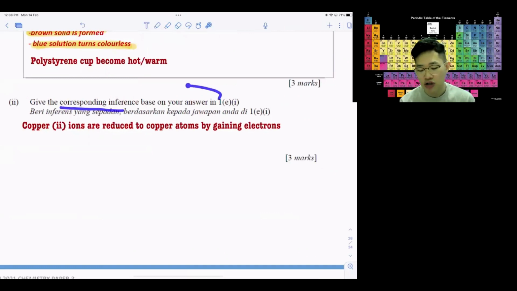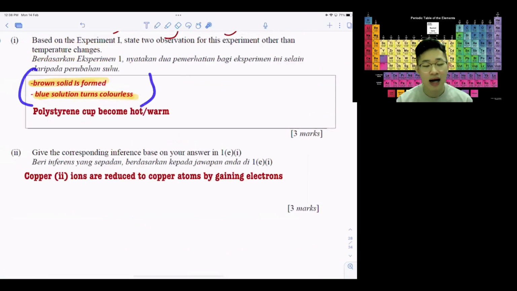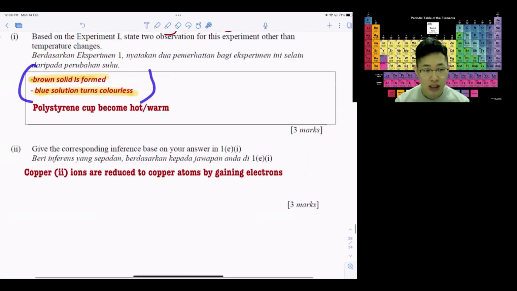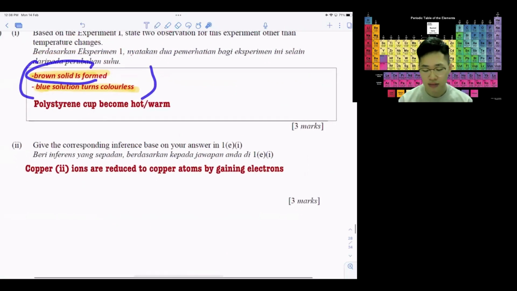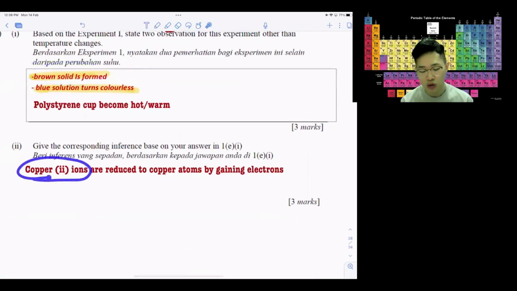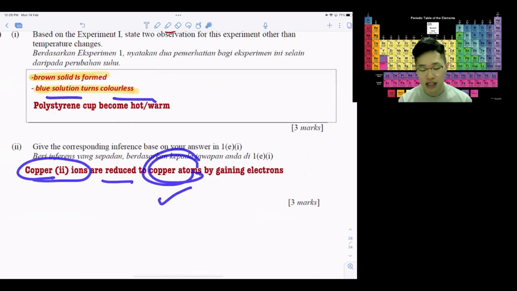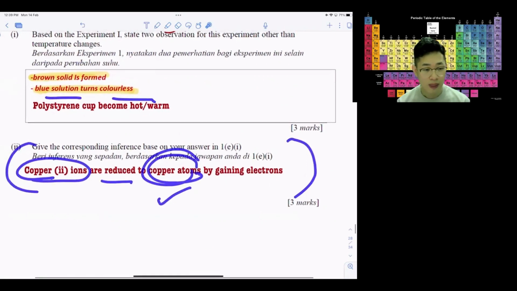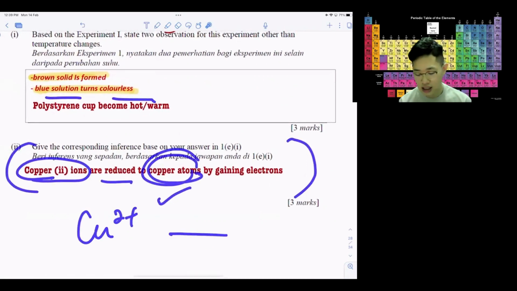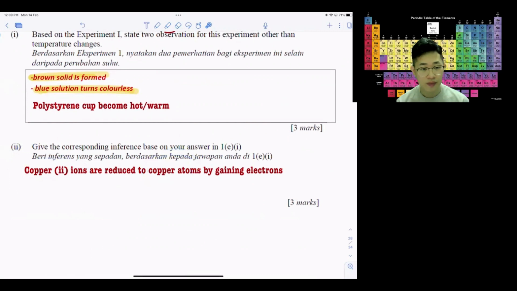Inference based on your experiment. If I'm giving this as my observation, why do I see brown solid? The answer is copper 2 ion has reduced to copper atoms. That means the brown color substance is copper. Blue solution to colorless, same explanation. Cu2+ has turned into Cu.